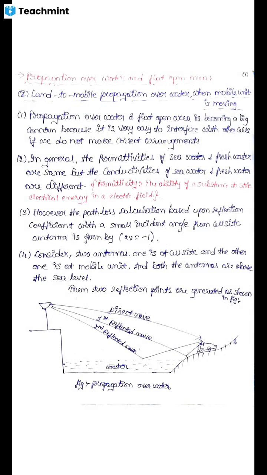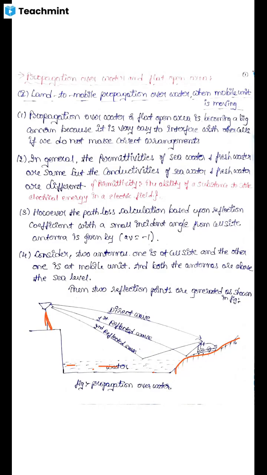Coming to the first case, land to mobile propagation over water when the mobile unit is moving. See, this is the fixed antenna station, and this is the moving mobile unit, and this is the water, or the sea.